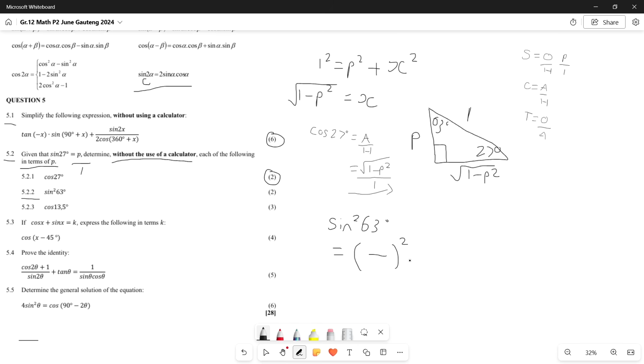So I've just opened up the brackets over here. I know that I'm going to have to put the opposite over the hypotenuse from 63's perspective, and then we have to square it because there was a square over here. So this means we could have done a co-function, but 63 we have placed over here. So our opposite from 63 is the square root of 1 minus p squared.